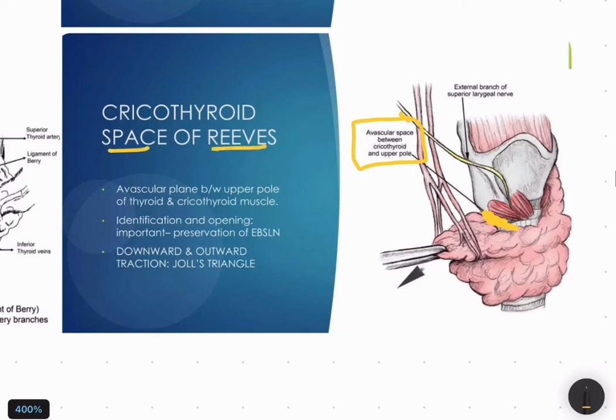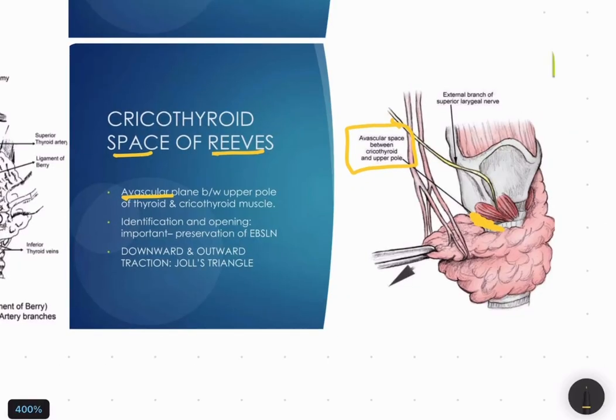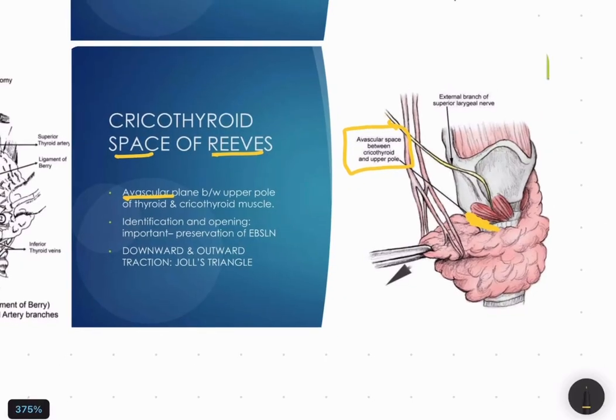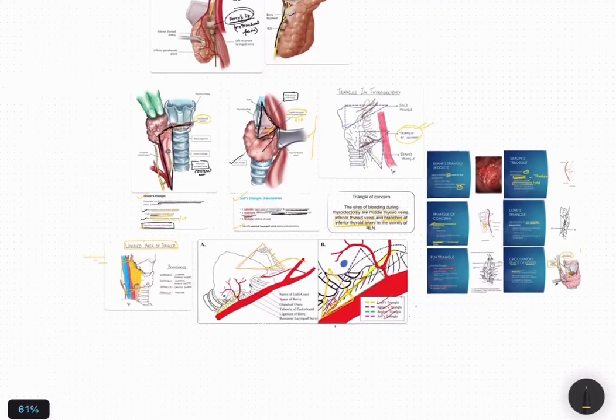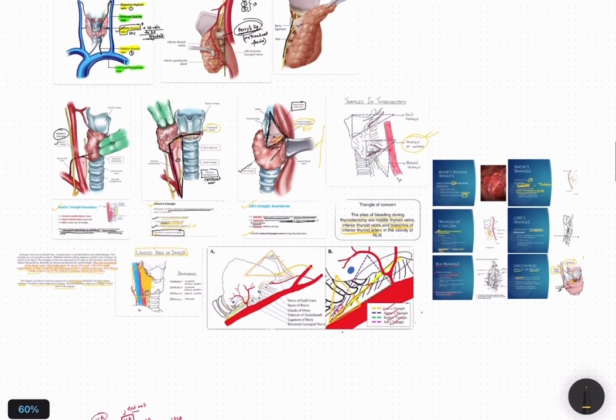Okay, what is the importance? As I told you, it is an avascular space, an avascular plane. So identification and opening here will preserve one structure, that is the external laryngeal nerve. You can see the external laryngeal nerve, which is a branch of the superior laryngeal nerve, present there. So I have discussed each and every triangle possible in this slide.